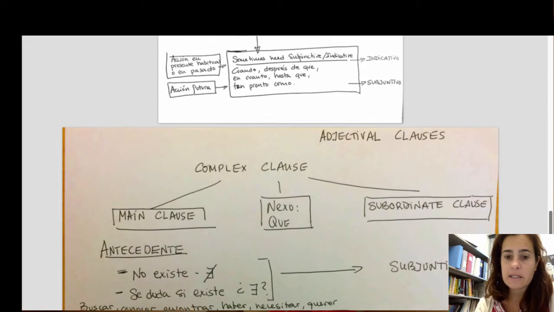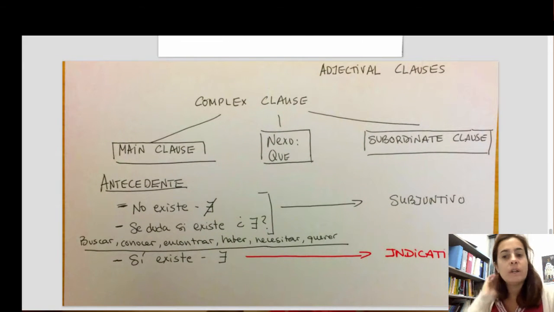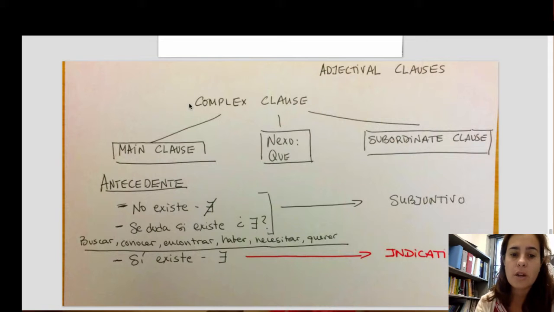The last case is the adjectival clauses. This is the one we have seen the most recently. In this case of use of subjunctive, we also have the complex clause, we have a main clause, we have a nexus, and then we have the subordinate clause. The most commonly used one is que. In the main clause, we have what we call the antecedent, which is the word or the thing that is going to be modified by this sentence. When the antecedent is not existent or there are doubts on its existence, then we're going to use the subjunctive.